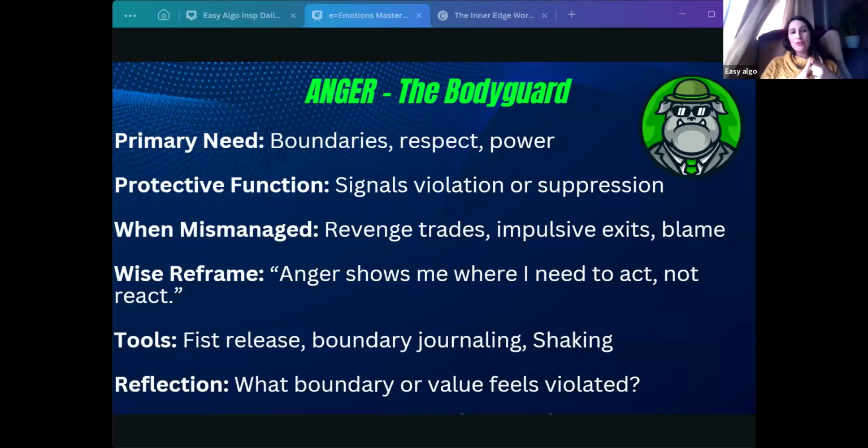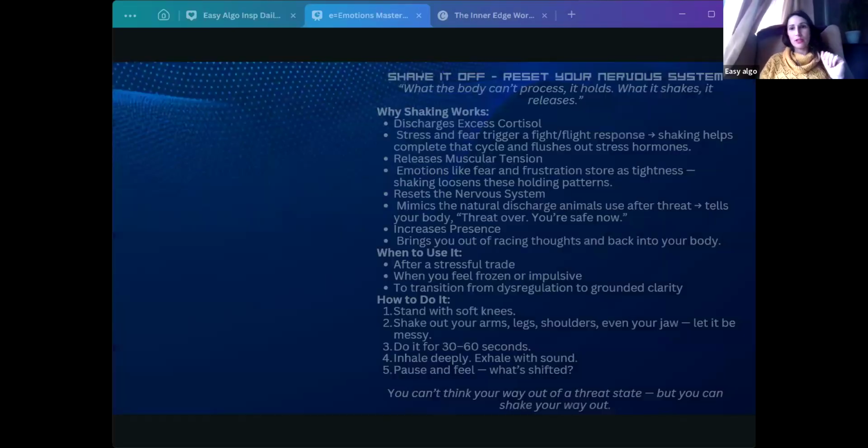There is going to be a boundary exercise. So really getting clear on what your boundaries are in a very practical sense. What is your stop loss? What do you feel comfortable with? And then shaking, which is a huge one, which we'll look at here.